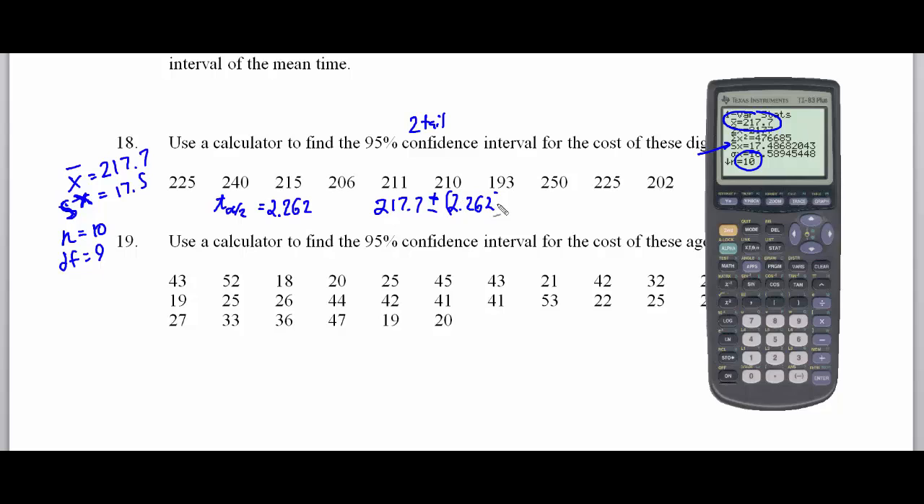That will give me 2.262 times my numerator here, which is going to be my standard deviation, which is 17.5, divided by the square root of my sample size. And if I do this correctly, what I get is 205.19, and I get 230.21 on the other side.